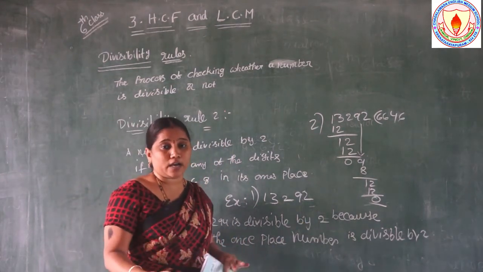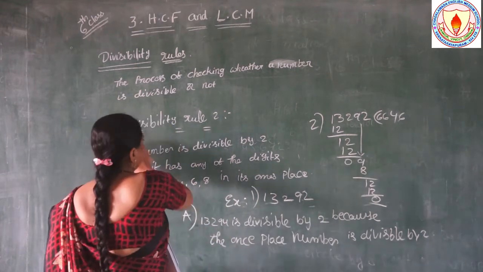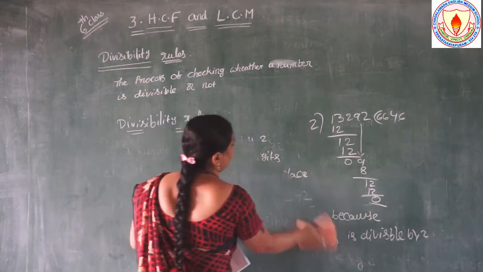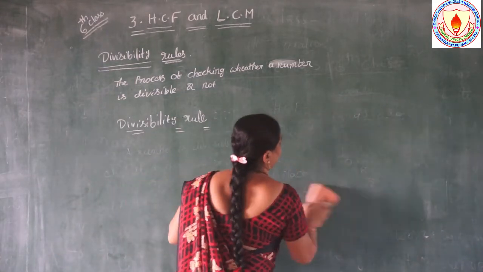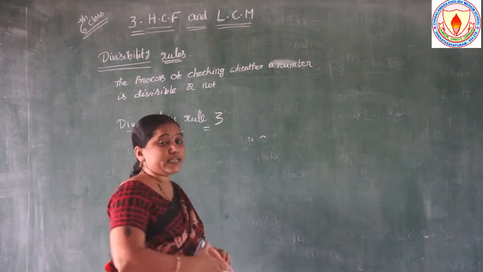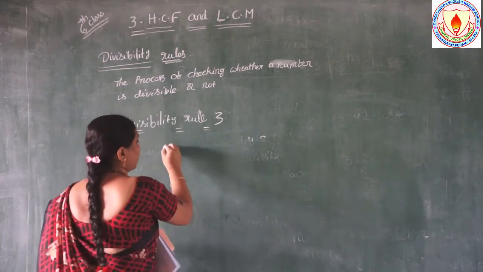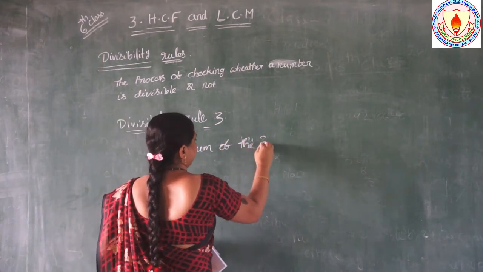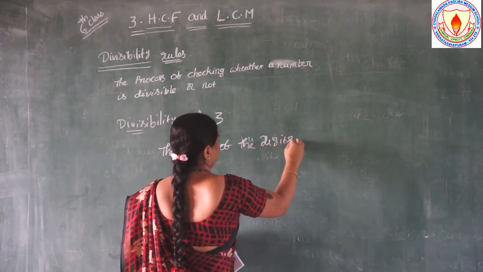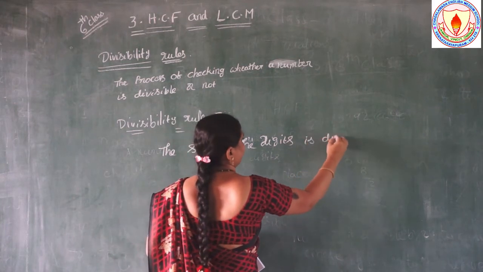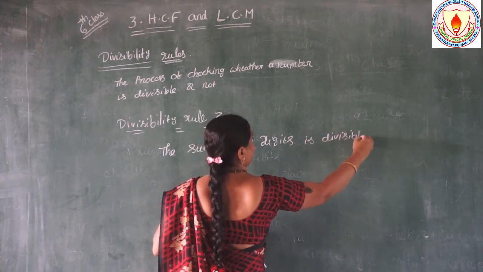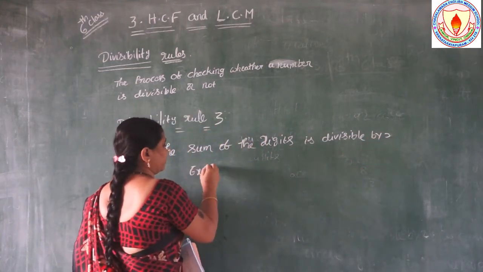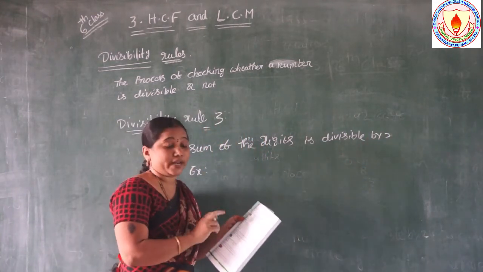Now we are going to the next divisibility rule, by 3. What is the next rule? By 3. What is the divisibility rule for 3? The sum of the digits is divisible by 3. Suppose the example is here in your textbook. So many examples are there.